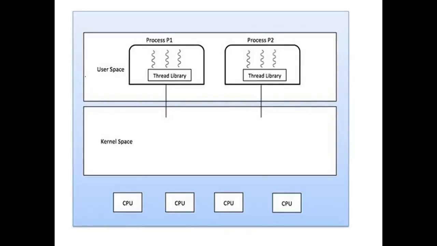So this is the example where user level threads are created in user space and kernel level threads are created in kernel space. And in user space there is a library which creates the threads and maintains and tracks them.